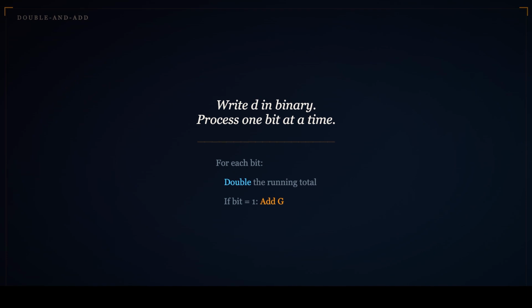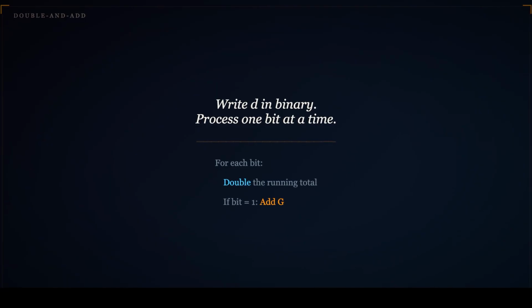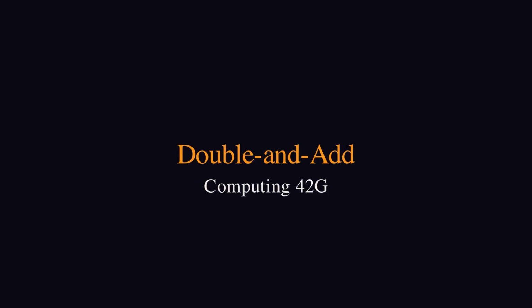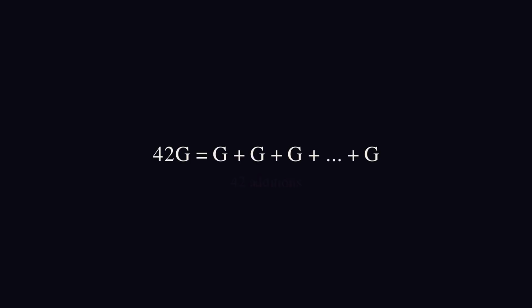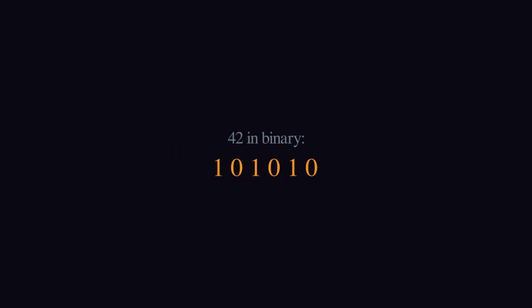The insight is to write d in binary and process 1 bit at a time. For each bit, we double the running total. If the bit is a 1, we also add G. Let us compute 42 times G as an example. First, write 42 in binary, 101010, 6 bits. We start with R equal to the identity point.